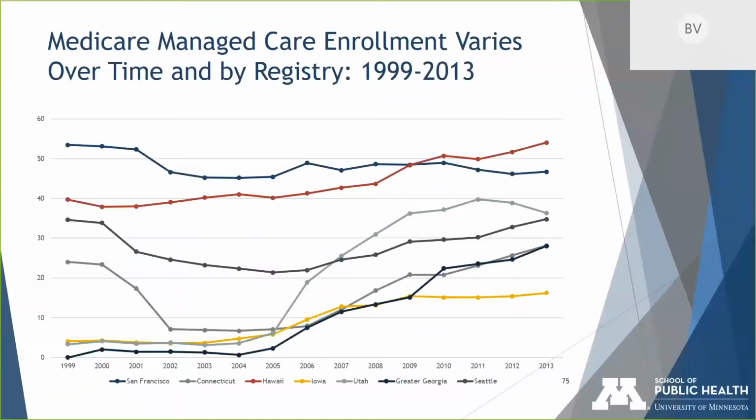In addition to having variation across registries, managed care enrollment has actually varied over time as well. Overall, we've been seeing an increase in managed care enrollment over the last 10 to 15 years or so. And that pattern over time also varies across registries. Some registries have had really large increases in Medicare managed care enrollment over time, and some have only had slight increases. You can also see at least one registry that seems to have some decrease.